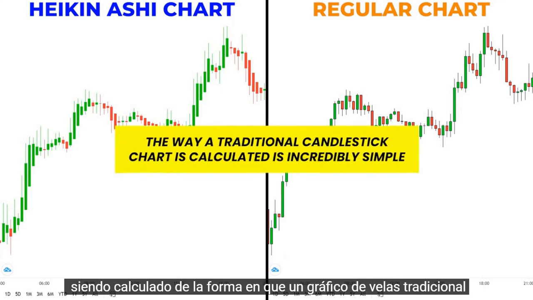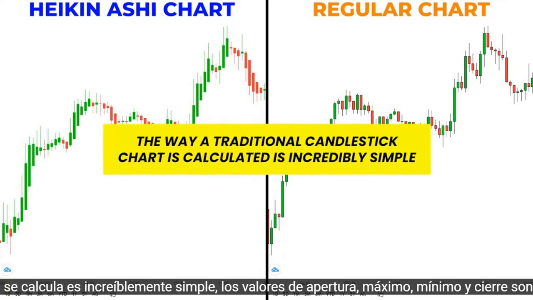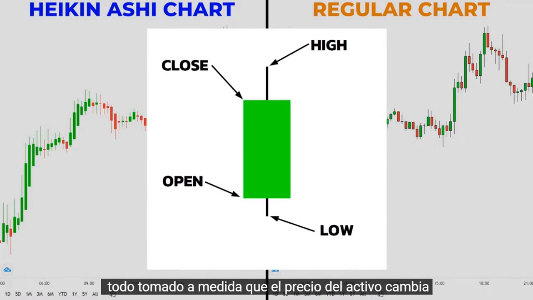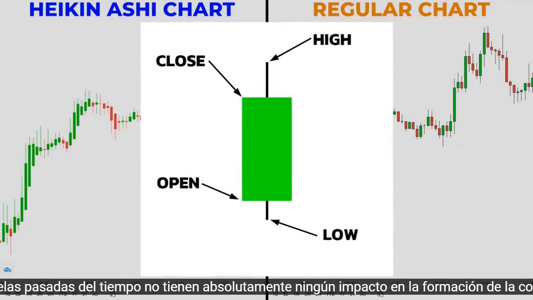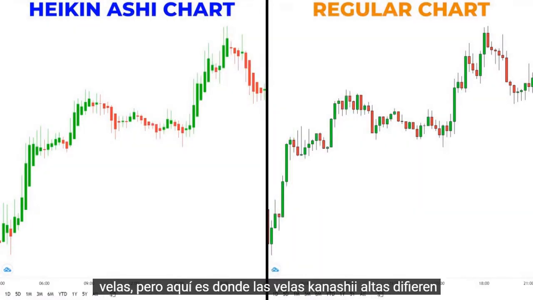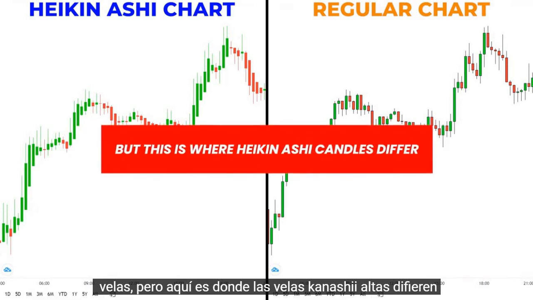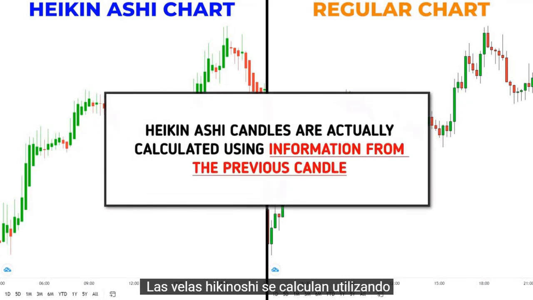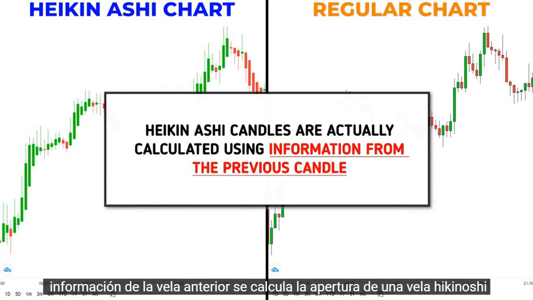The way a traditional candlestick chart is calculated is incredibly simple. The open, high, low and close values are all taken as the price of the asset changes over time. Past candles have absolutely no impact on the formation of current candles, but this is where Heiken Ashi candles differ. Heiken Ashi candles are actually calculated using information from the previous candle.